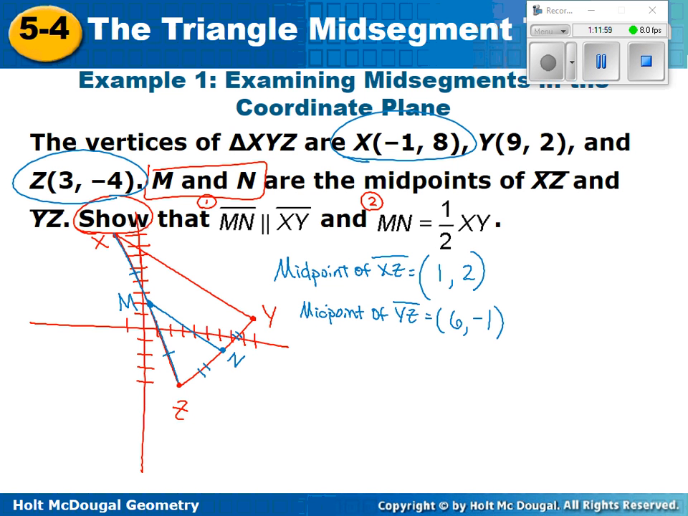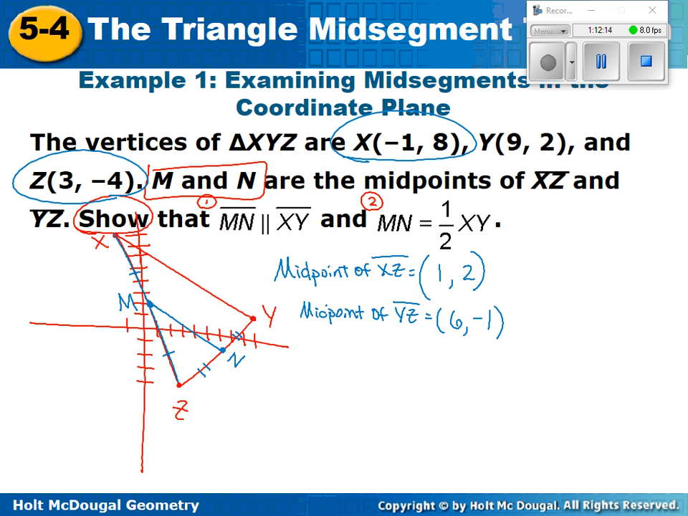Mid-segment. Okay? It's connecting a midpoint to a midpoint. We call it the mid-segment. And so what they want us to do is basically prove the theorem: 1, that it is parallel to XY, and 2, that it is half the length of XY. So we're just going to show that.